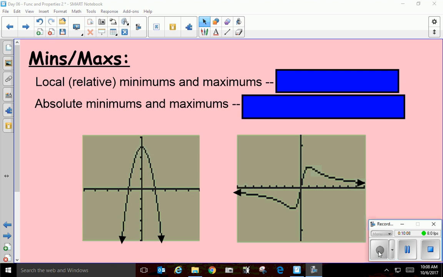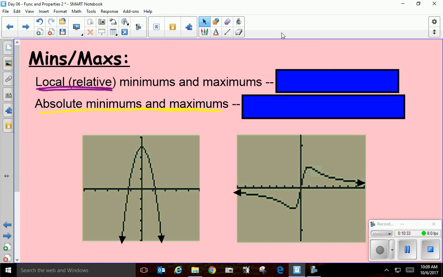All right, mins and maxes. These are relatively easy to see on graphs, okay? We have two different types of mins and maxes. We have our local, which they sometimes call relative minimums and maxes, and then we have absolute mins and absolute maxes, okay?